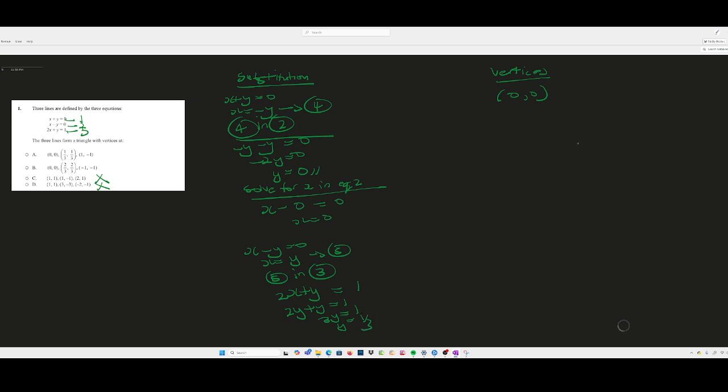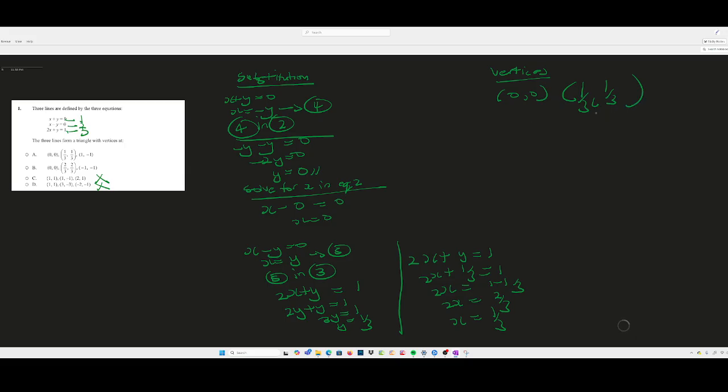So if y equals 1 over 3, that's our next vertex's y-coordinate, but we don't know our x-coordinate. So how are we going to solve for x? Using the same way. So we have 2x plus y equals 1, 2x plus 1 over 3 equals 1. So 2x equals 1 minus 1 over 3. So 2x is equal to 2 over 3. So x is equal to what? 1 over 3. So our next vertex is x equals 1 over 3, y equals 1 over 3.